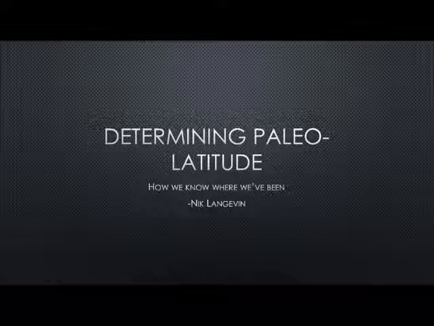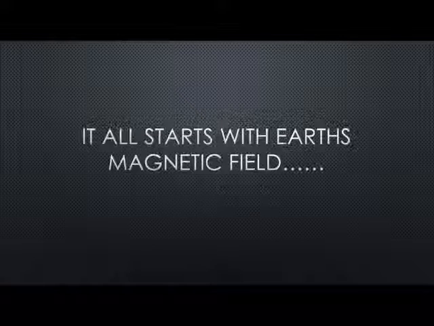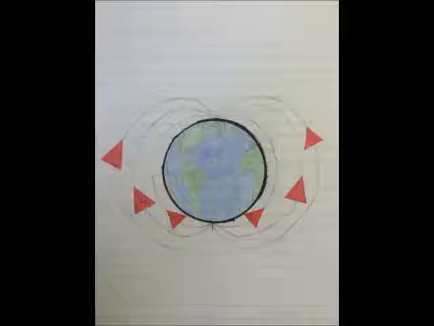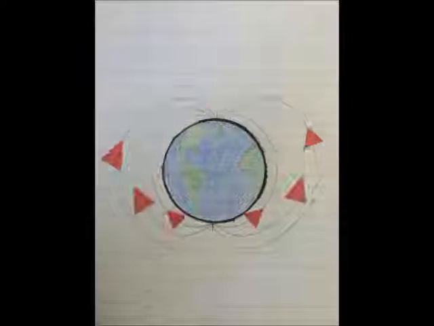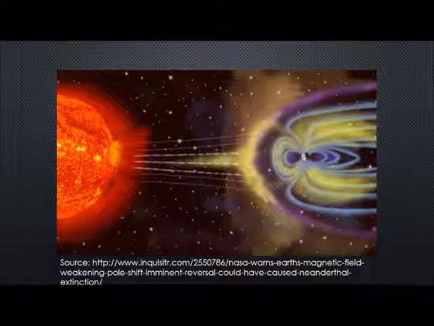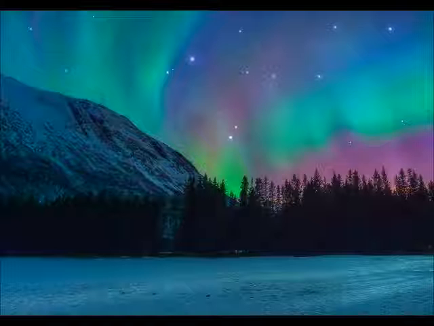Today I'll be talking about how we determine paleolatitude, which is key in the reconstruction of Earth's history. To start off, let's discuss the Earth's magnetic field. Earth acts like a large magnet, with lines of force extending from the South Pole to the North Pole. Without the magnetic field, life as we know it would not be possible, because the magnetic field blocks harmful solar radiation. It is this interaction between the magnetic field and the sun's rays that is responsible for the northern lights.